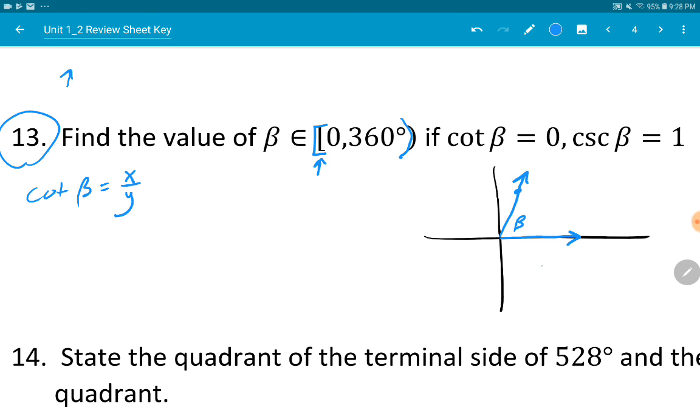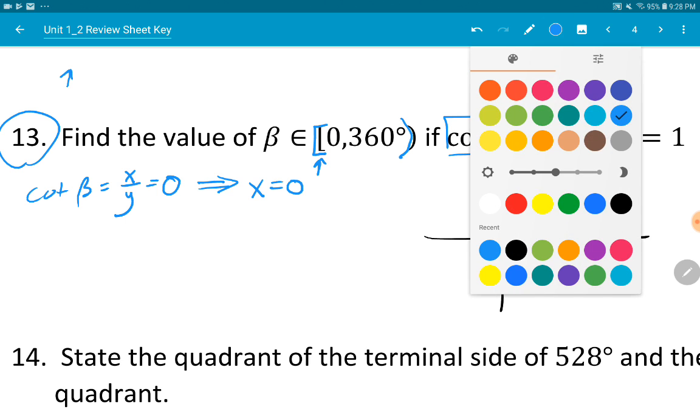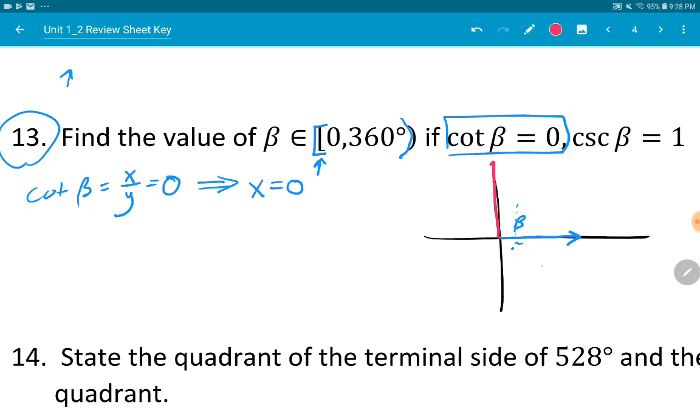where x, some point on that, x, y, and x over y equals 0 because of this. Well, the only way for a fraction to equal 0 is if the numerator equals 0. So now I know x equals 0. If it was actually here where I drew it, then that would have some kind of value, right? Something greater than 0, maybe 0.2, for example. But it doesn't. It's x equals 0. So I know that that terminal side must actually be along this y-axis.